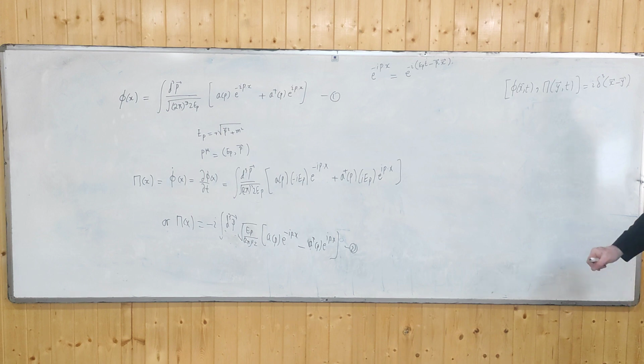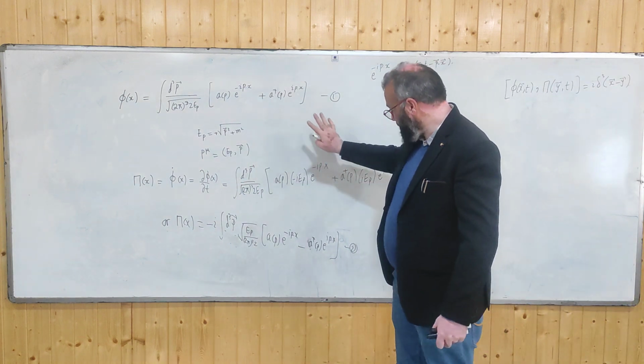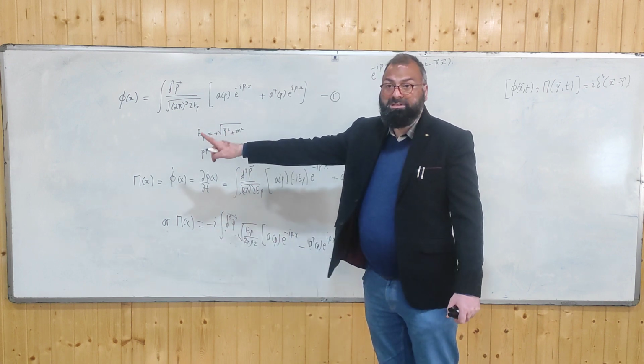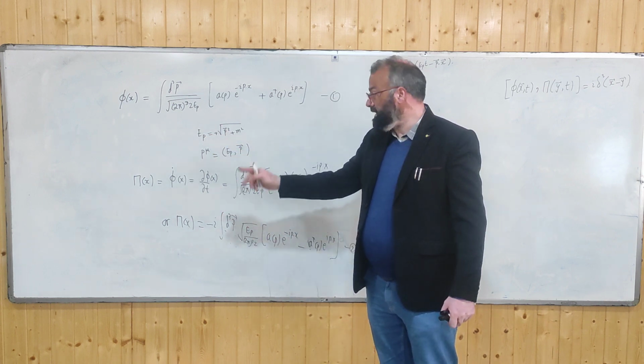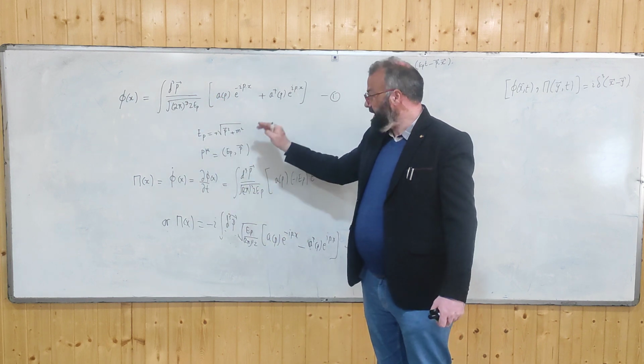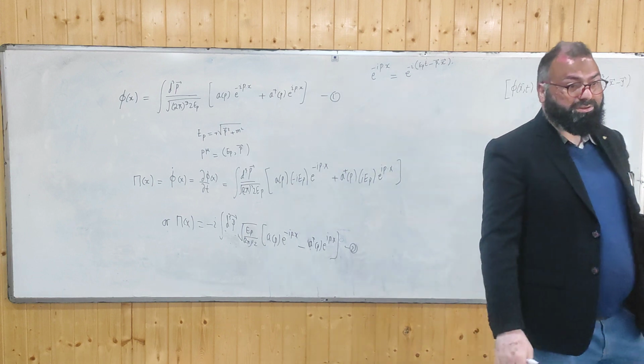Clear? Now, since a and a dagger are operators, I want to figure out the commutation rule for a and a dagger. For that matter, I need to solve equations 1 and 2 for a and a dagger in terms of phi and pi. In other words, I want to calculate what a is in terms of phi and pi, and what a dagger is in terms of phi and pi. So this I need to know.